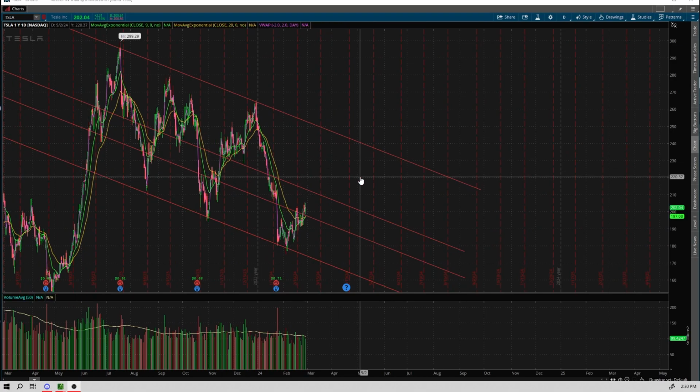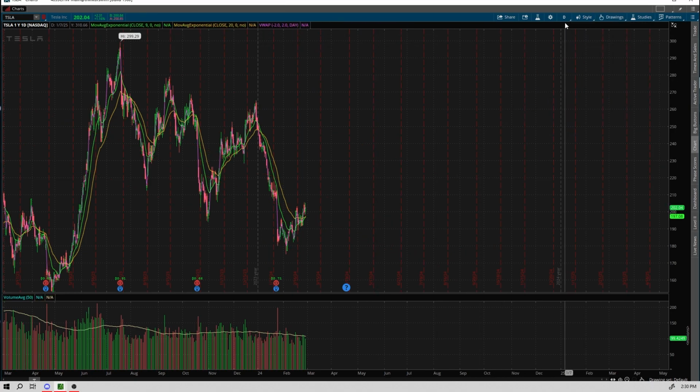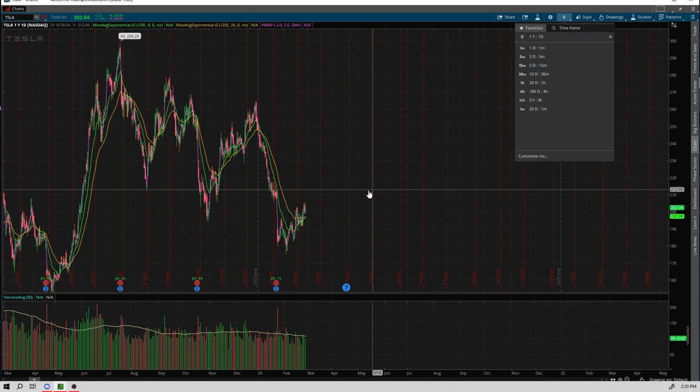All right, guys, so let's dive straight into this. How do we chart Tesla? I got these channels up for you guys, but I am going to take these off. I want to start from scratch just so you guys can see. These lines are actually pretty accurate, but we're going to try to do it one more time for you guys. So here we go.